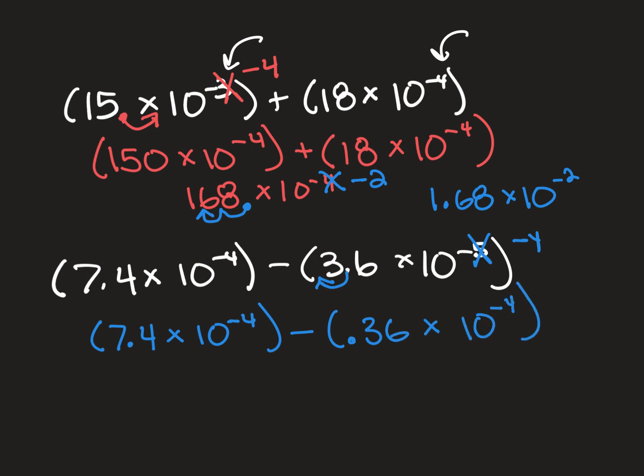And again, now that they match, I can actually put it together. So I'm going to do 7.4 minus 0.36. I get 7.04 times 10 to the negative 4th power. And this is in proper format. I've got one digit in front of the decimal, so that looks good.